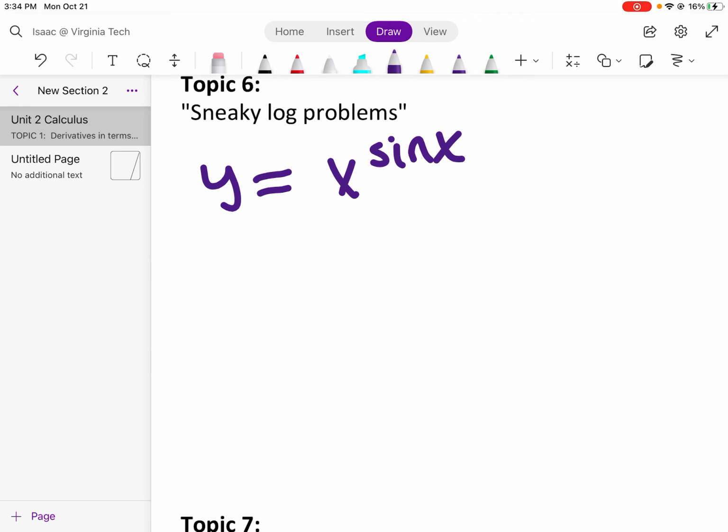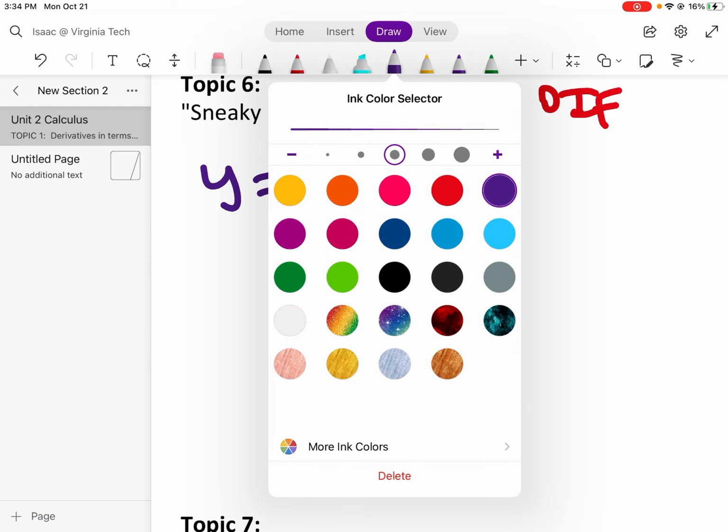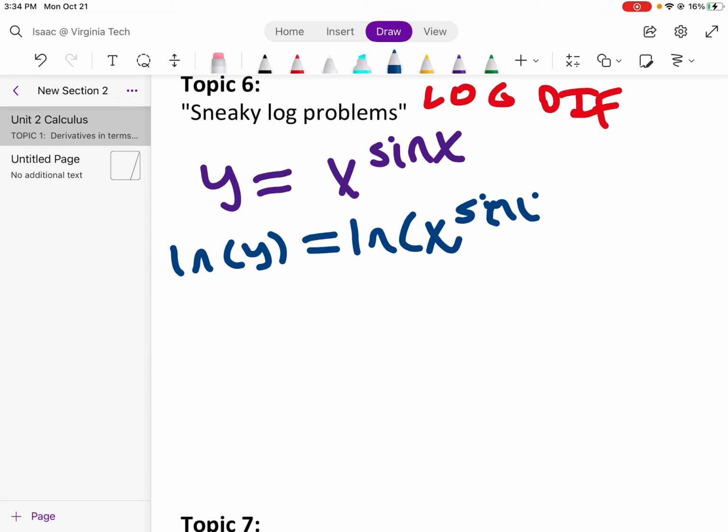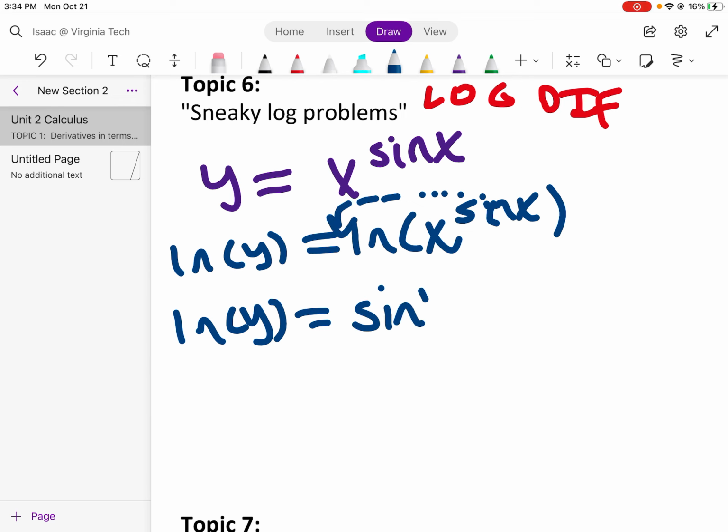So let me just write that: log diff for short, logarithmic differentiation. That's what this process is that I'm about to do. Here's what you do. First, you take the ln of both sides. So we're going to do ln of y equals ln of x to the power of sine x. Now we just leave that the same for now. But we're going to put this stupid exponent to the side using the log rule. So we're going to do sine x times ln of x. That looks a little better, kind of.